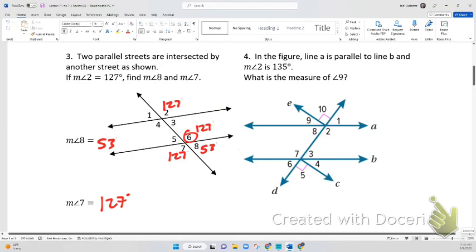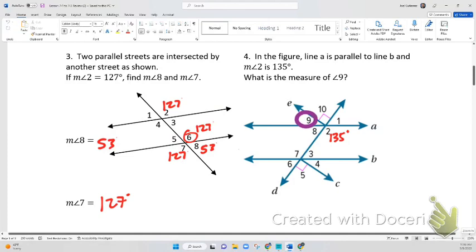Number 4, kind of the same deal. They're telling us that here, line A is parallel to line B. Measurement of angle 2 is 135, so we go to measurement 2. This is 135 degrees here. And they want us to find the measure of angle 9. 9 is over here on this side.